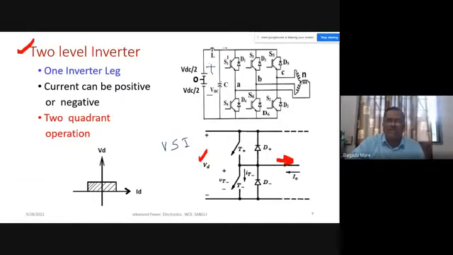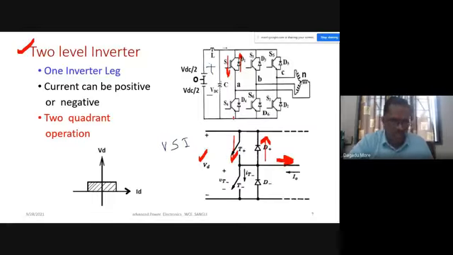So this IGBT is carrying current in the downward direction, whereas the diode is carrying current in the upward direction. So each device, an IGBT with an anti-parallel diode, now becomes a bidirectional device. The combination of the two lets current flow in both directions.